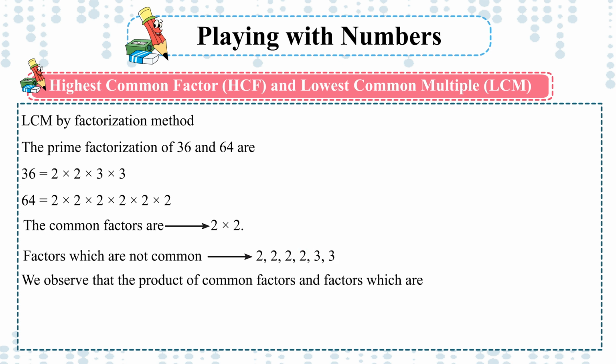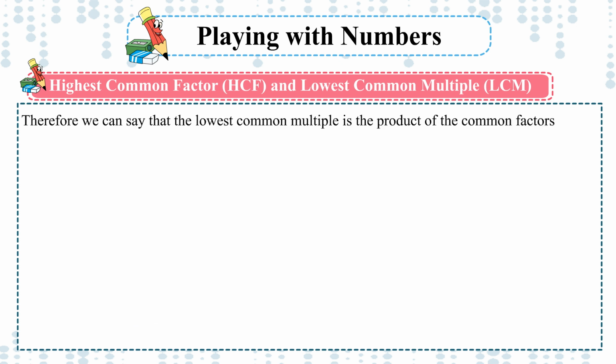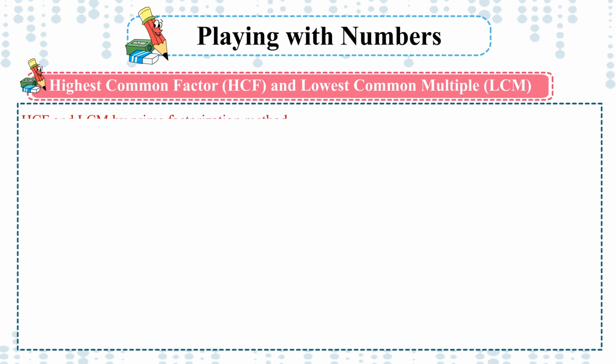We observe that the product of common factors and factors which are not common is 2 multiply 2 multiply 2 multiply 2 multiply 2 multiply 2 multiply 3 multiply 3, which is 576. Therefore, we can say that the lowest common multiple is the product of the common factors and the factors which are not common. HCF and LCM by prime factorization method.